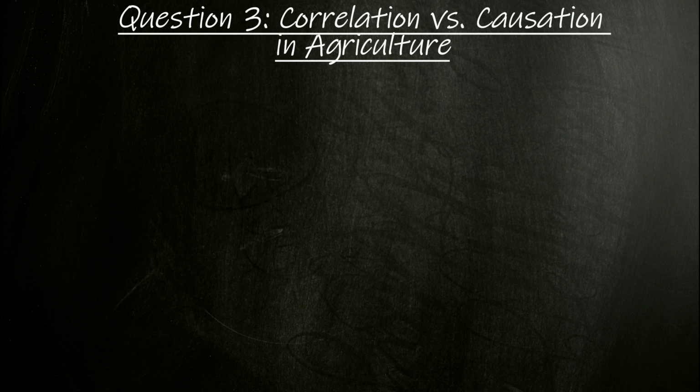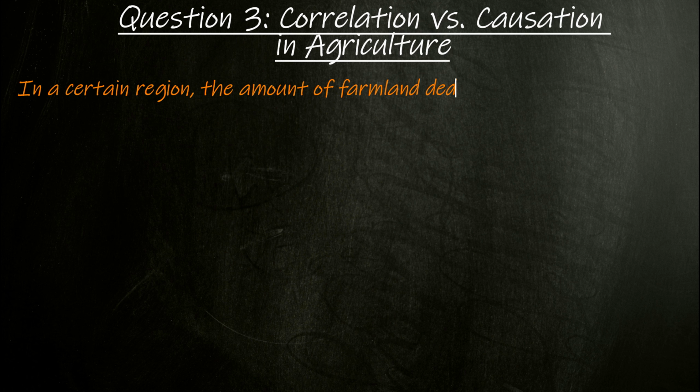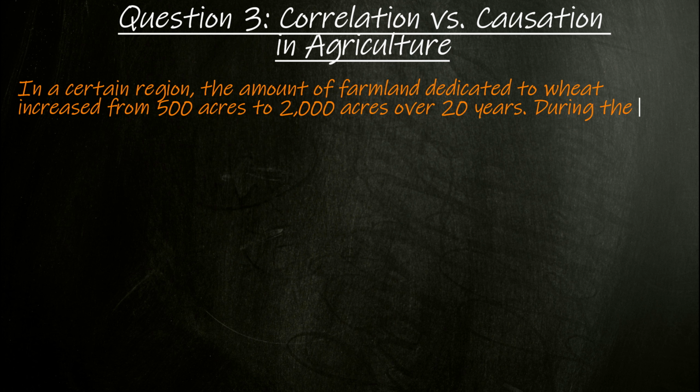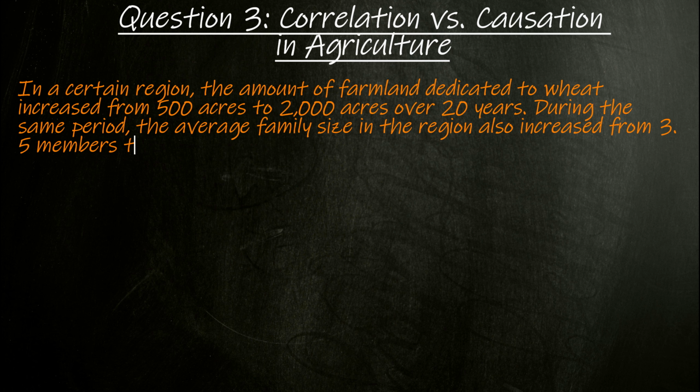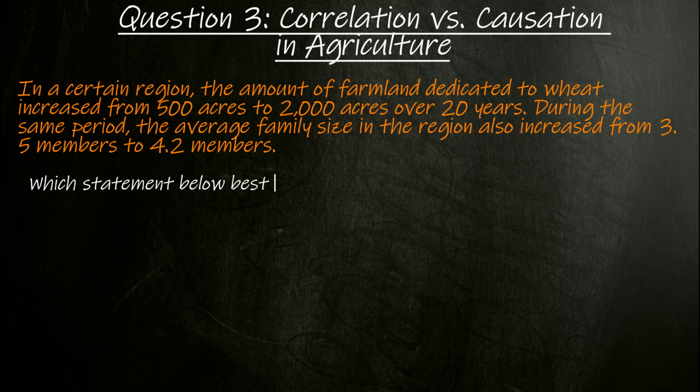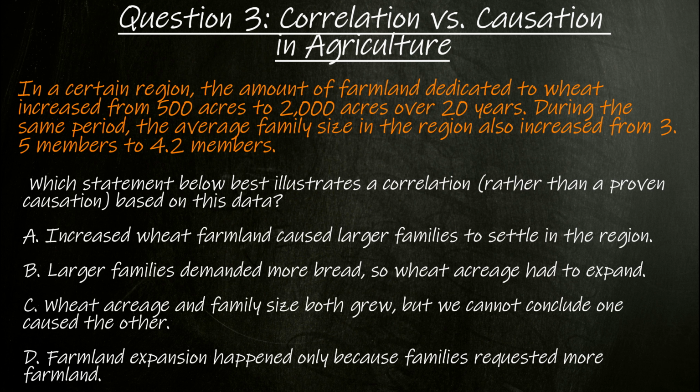Moving on to question 3, this one tackles correlation versus causation. It mentions farmland dedicated to wheat increasing significantly over a period, while family size also increased. The question is asking you to recognize what's merely correlation, where two things happen together, but not causation, meaning one thing directly causes the other.